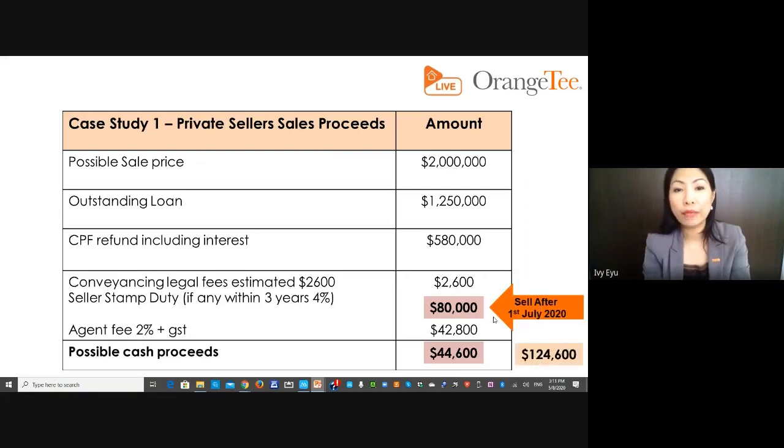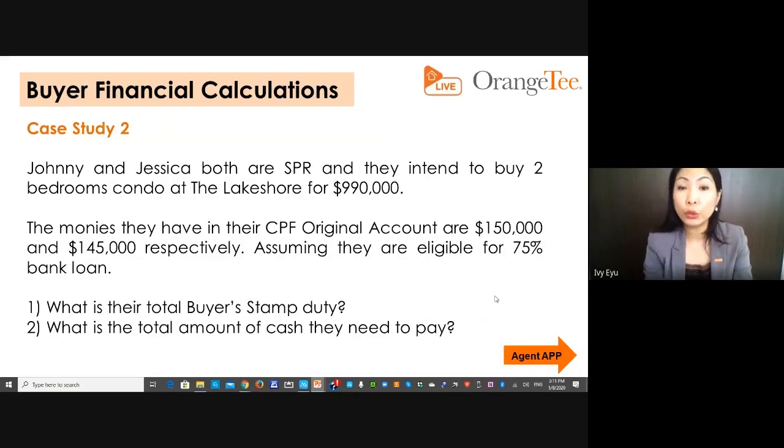So in order to advise our seller and to help him save on this, I will advise that we should probably find a buyer sometime in July this year. So this demonstration is to show you that in this agent calculator, we are able to even do the seller stamp duty on the spot to show our client. Okay. Next, we move on to case study number 2.